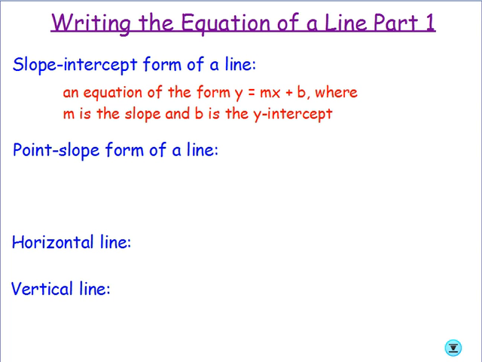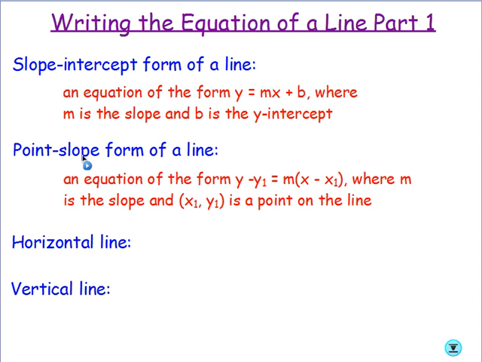Another formula that you have the option of using is what's called point-slope form of a line. That is an equation of the form y minus y1 equals m times x minus x1, where m is the slope and (x1, y1) is simply a point on the line. When we get into the examples, we will practice one of the first type and one of the second type every time. That way you can get familiar with using both, and then you can choose which method you like more.